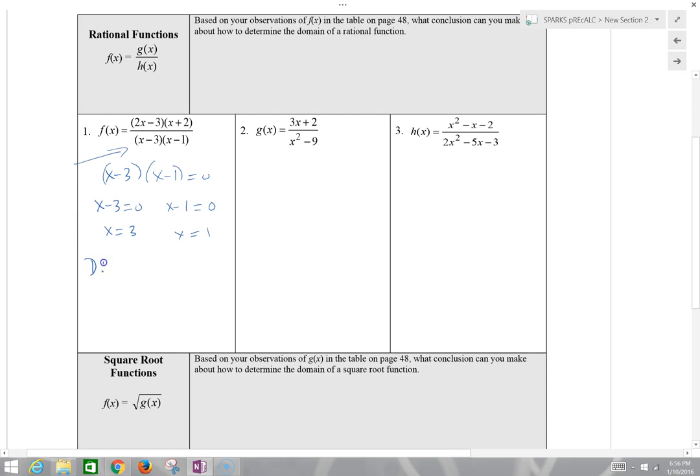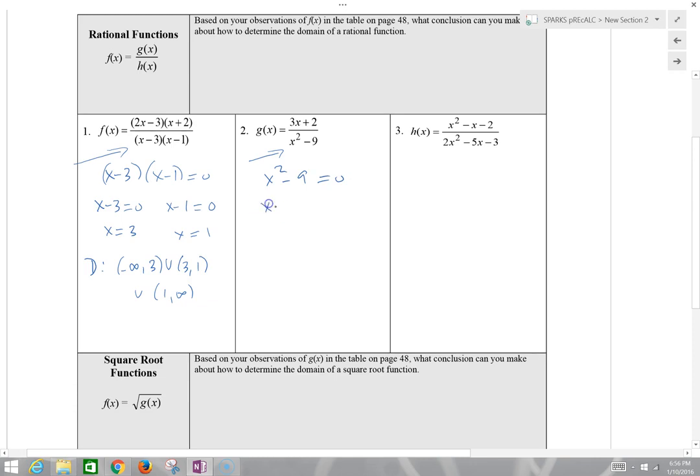So the domain for this function, then, is going to be from negative infinity to 3, and then from 3 to 1, and then also from 1 to positive infinity. This one right here is not factored for us. We're going to have to do that to find out where the denominator is equal to 0.